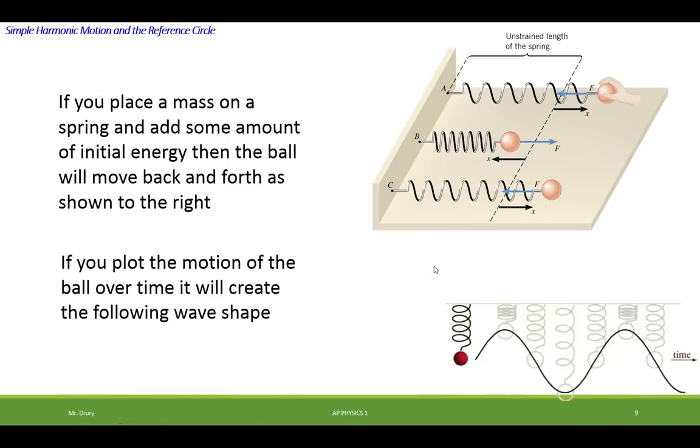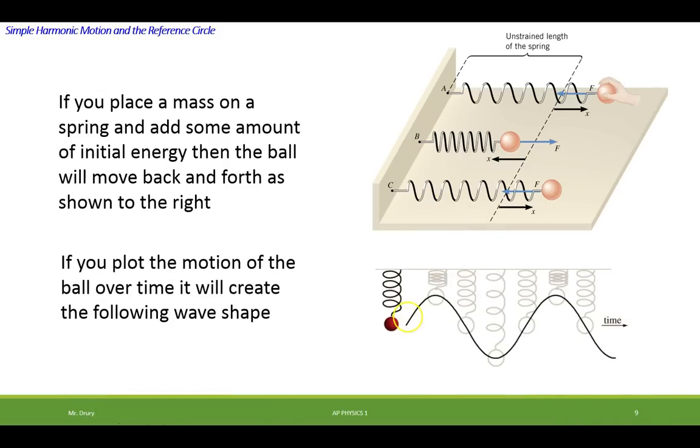So if you plot this motion over time, by going in and out, it actually creates this wave motion. So that shape indicates simple harmonic motion.